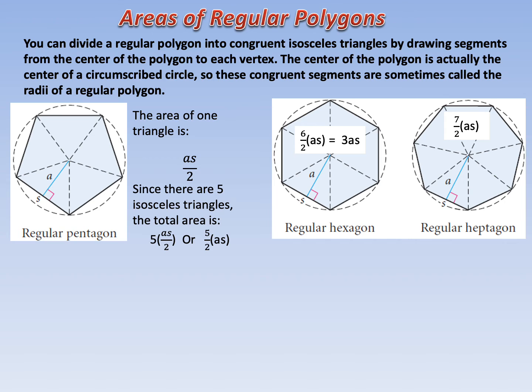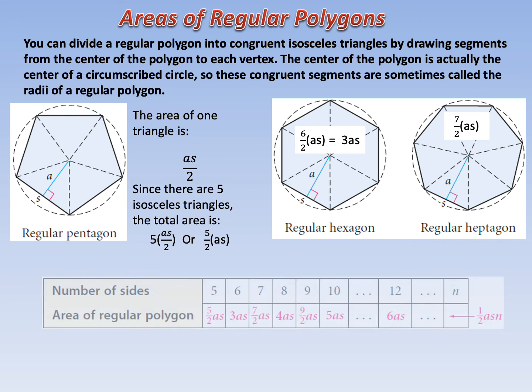Now, you'll notice there's a pattern that forms here when you do this. And you can make a little chart that would look like this based on the number of sides that you have versus the area. And the n out there to the right would be our n-gon, any polygon with n number of sides.